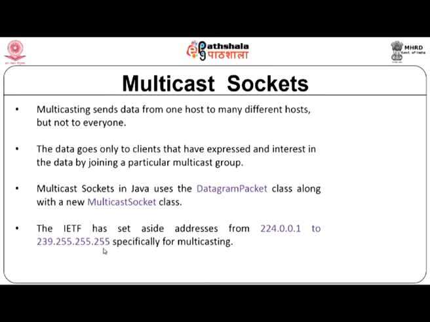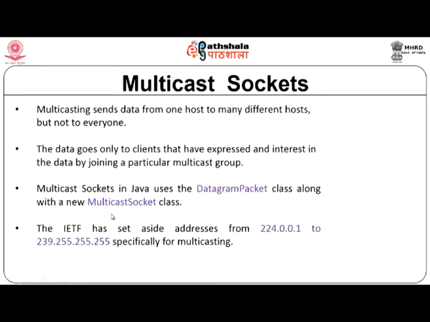Multicast communication is not the same as broadcast communication. Broadcast communication is where one would send and everyone would receive. Multicasting is that one would send and a group would receive, and this group is one which has shown some interest in joining that group, so that they are receiving this information.